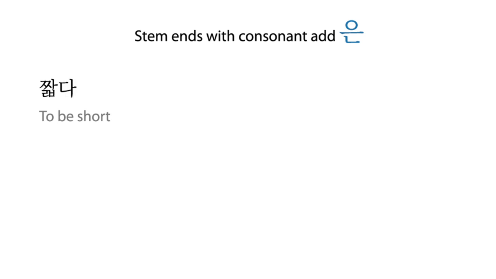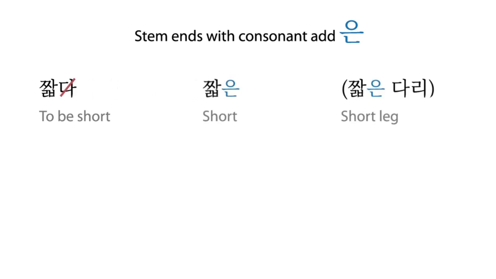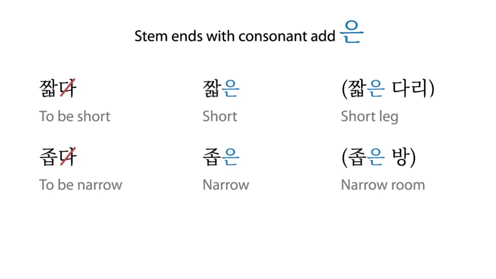If the last letter is a consonant, we add 은. For example, 짧다, 짧은, 짧은 다리. 좁다, 좁은, 좁은 방. 높다, 높은 산.